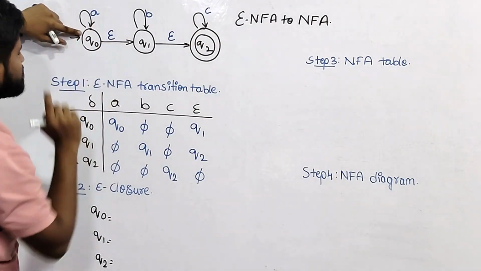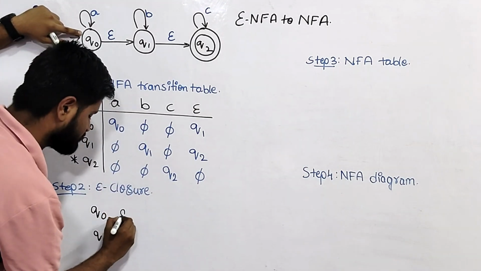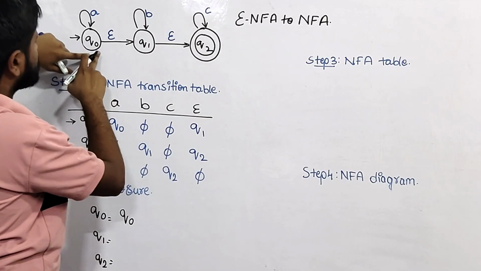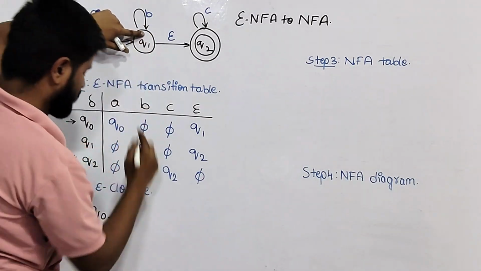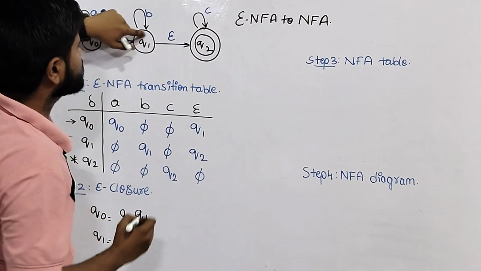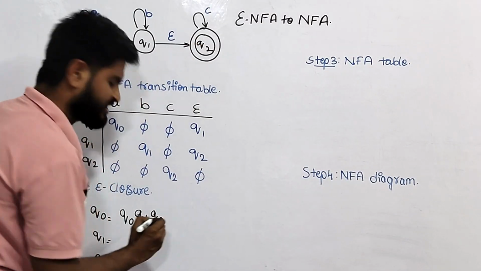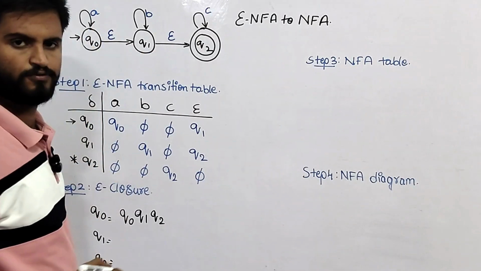So self loop is there, using A it is moving to Q0 itself. So you must write Q0. Next, which are the states it can traverse. So it is using epsilon to move to Q1. So you can write Q1. Using the epsilon only it is moving to Q2. So these are the maximum states it can travel using the epsilon and self loop.